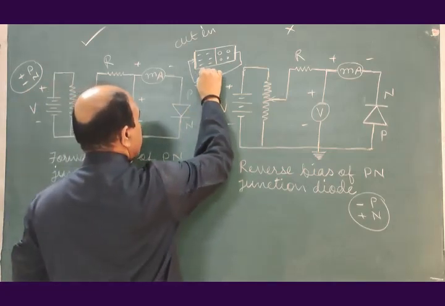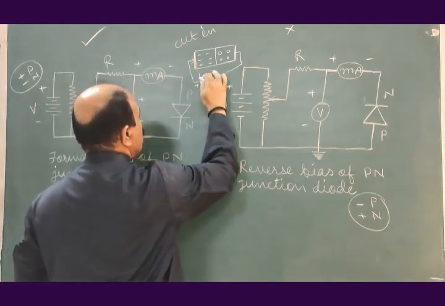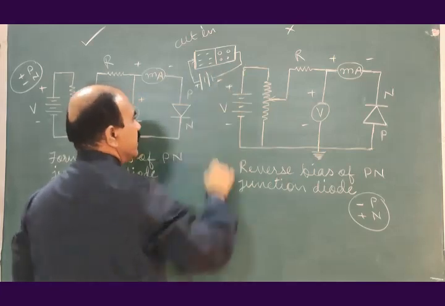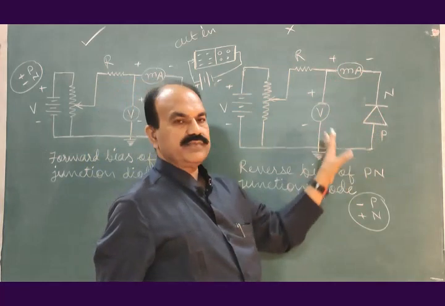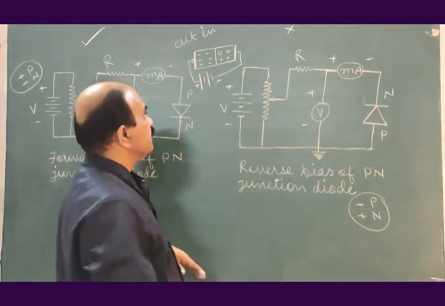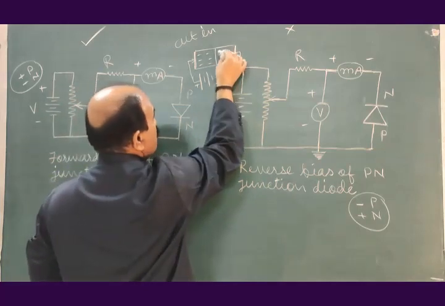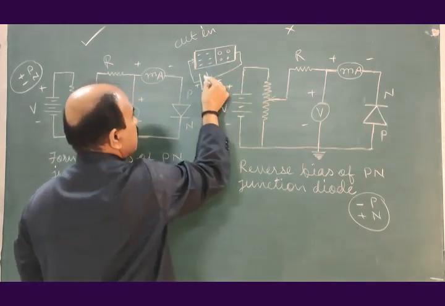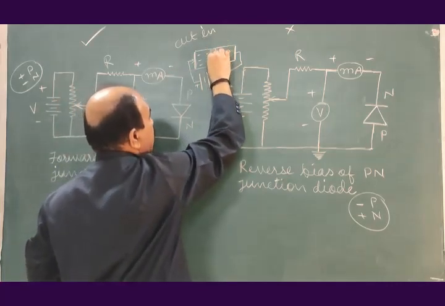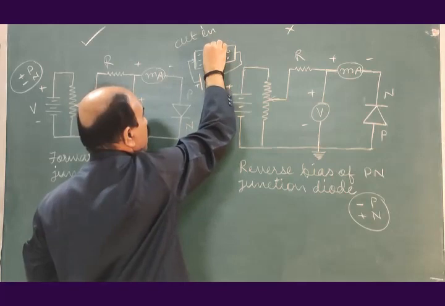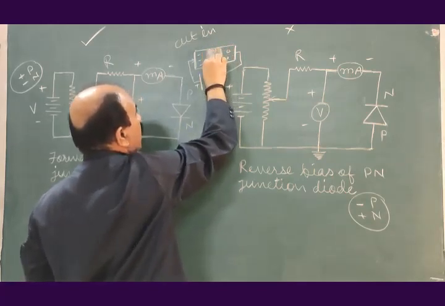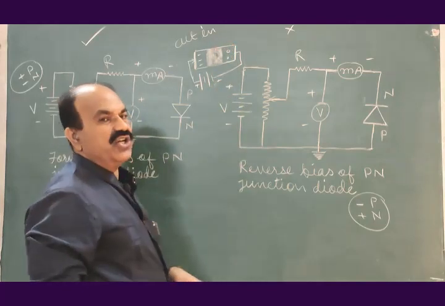Now let us come to the reverse bias. When we apply reverse bias, this side will be positive, this will be negative. What will happen because of this? This side is negative, so holes will be attracted back. This side is positive, electrons will be attracted back, and there will be widening of the depletion region.